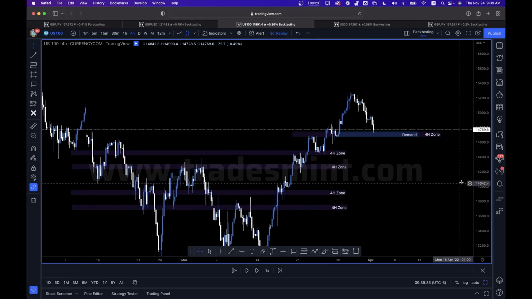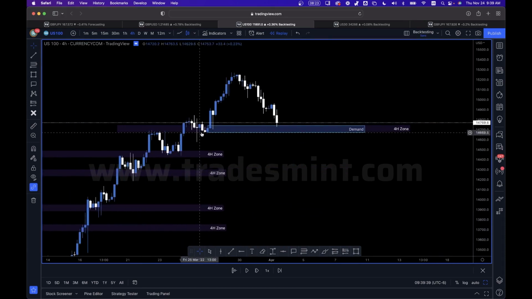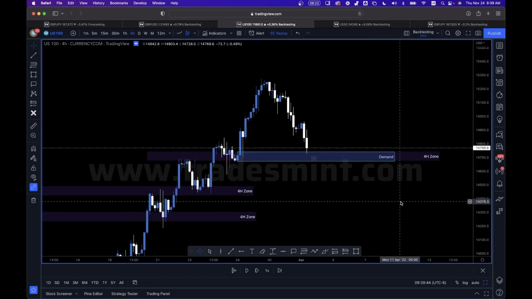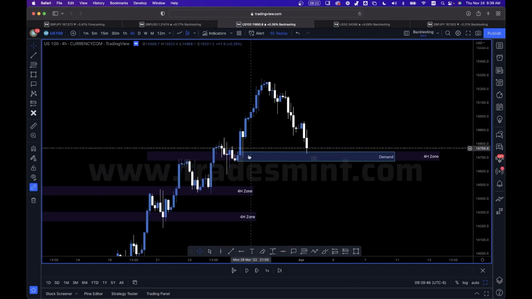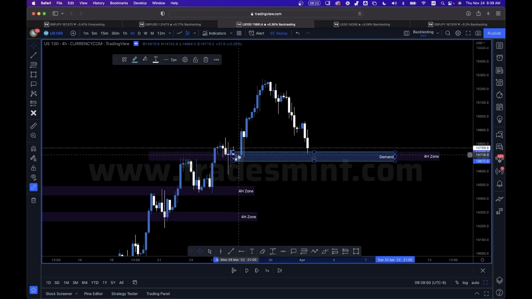Okay. So here, price broke above here, but what did it leave us? It left us a demand zone. So here we have the sideways movement. Okay. That's our base, strong rally.